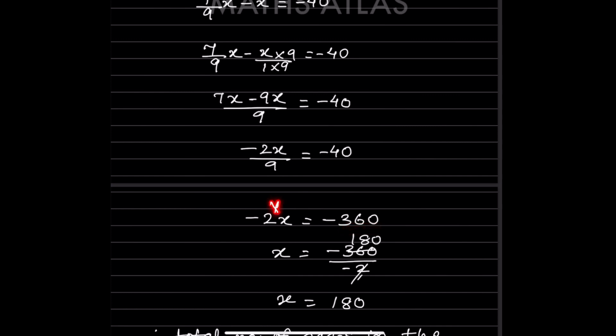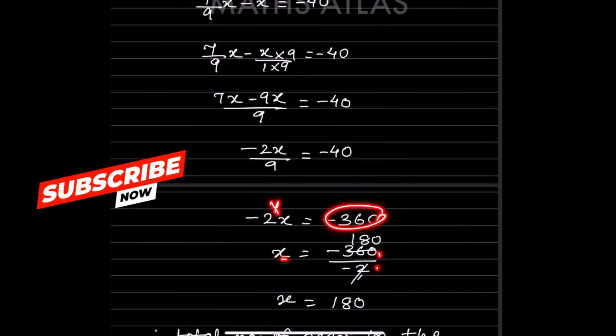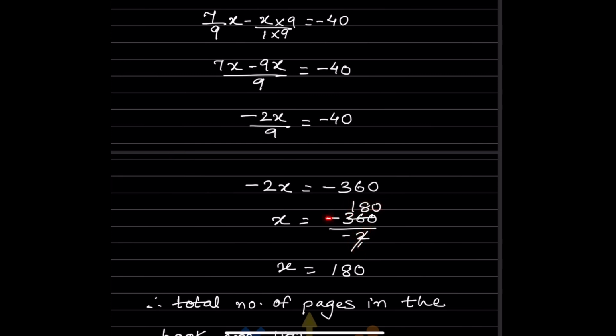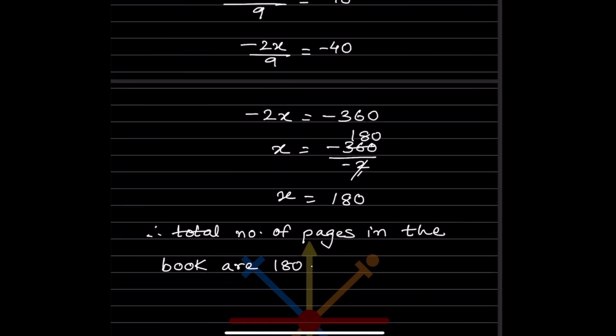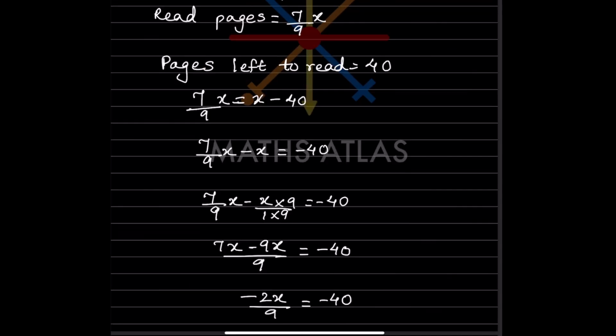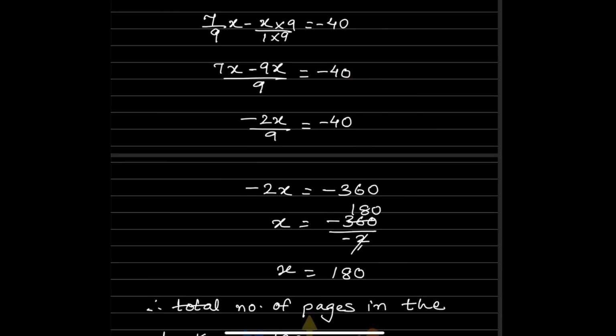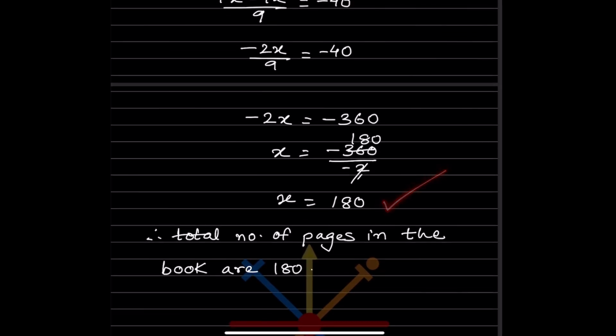So this is multiplication. So x is going to be minus 360 divided. Multiplication becomes division. So that will be minus 2. So here 2 ones are, this will be 180. So now can you see both sides are minus. So division becomes positive, minus divided by minus becomes positive here. So x is 180. So now we got total number of pages in the book are 180. And that is what they have asked, how many pages are there in the book. So there are 180 pages in the book.